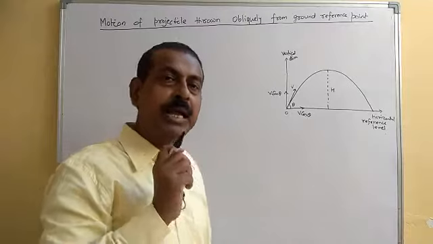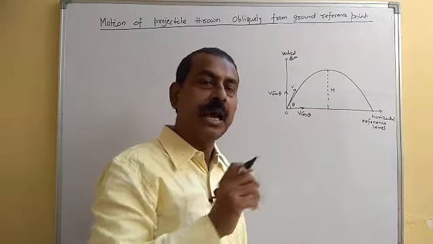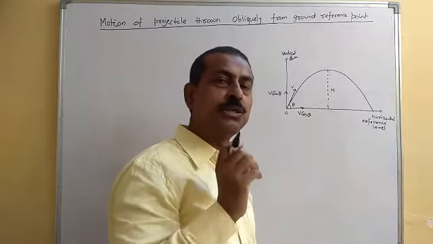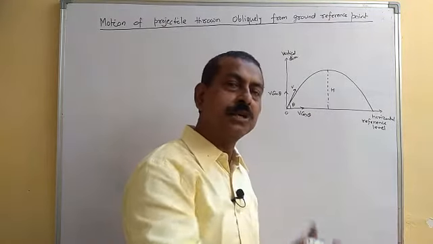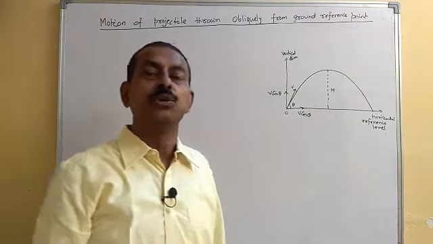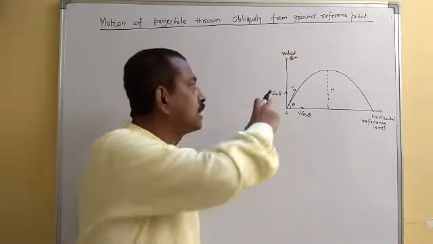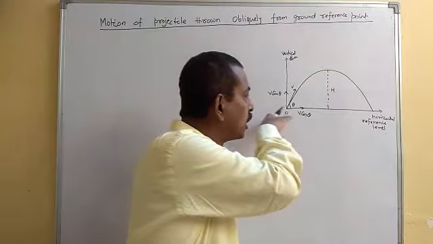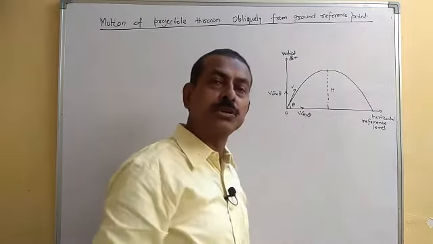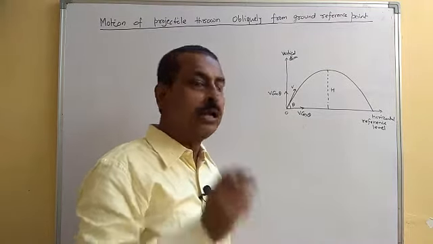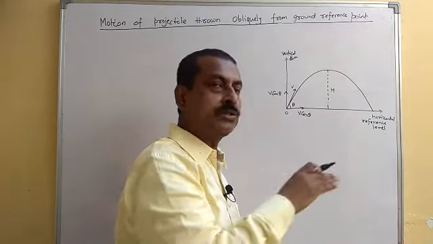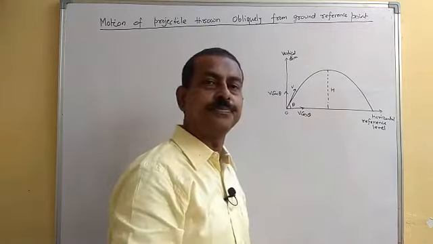There will be acceleration due to gravity acting on the body. As this acceleration is acting in the vertically downward direction, it is going to affect the vertical component of the velocity. It is not going to affect the horizontal component of the velocity, v cos theta. So this horizontal component will remain unchanged throughout its motion.